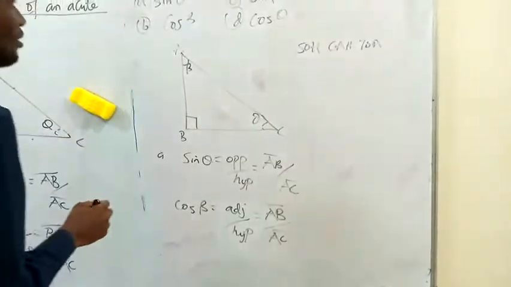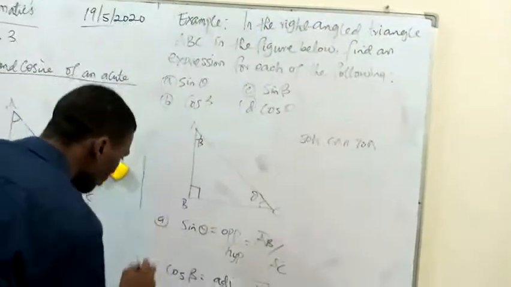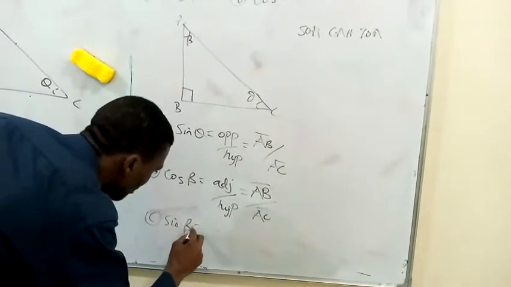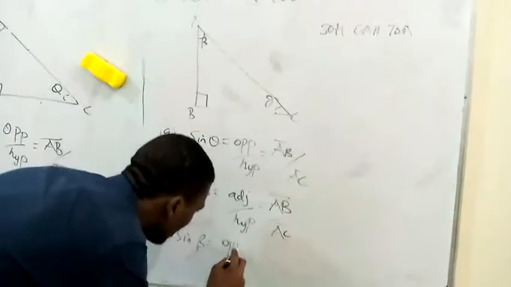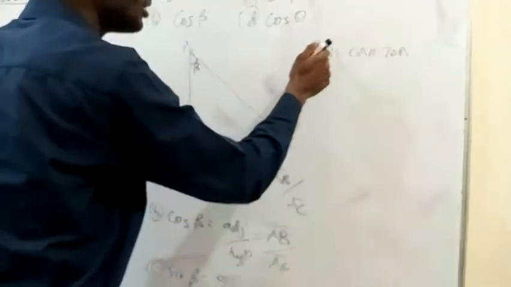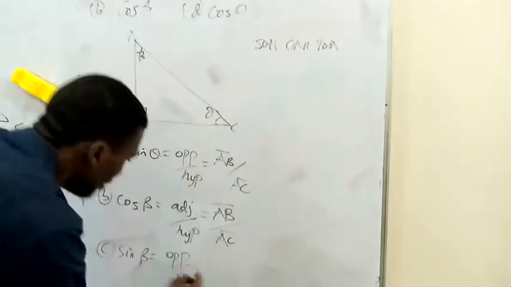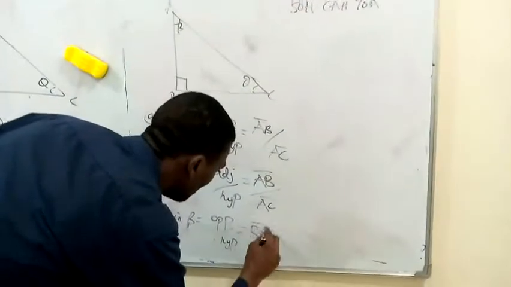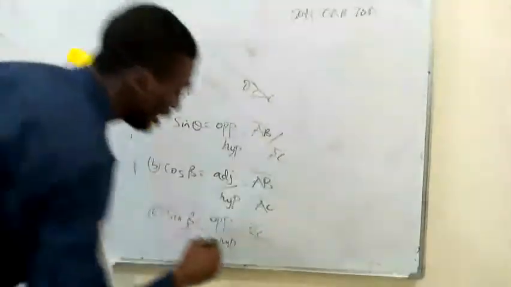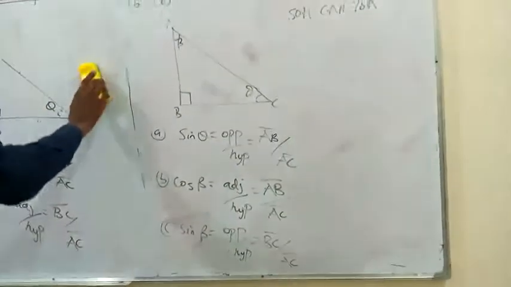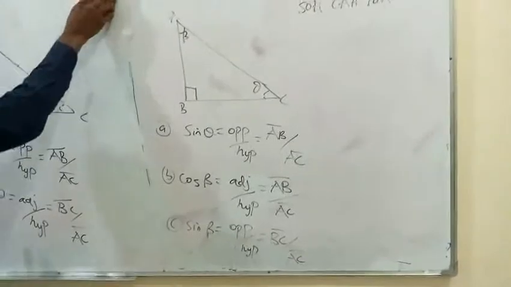Then the next we have is sin beta. Sin beta we know is opposite all over hypotenuse. Sine is opposite all over hypotenuse. We go to our beta, the side opposite is line BC. You see? Line BC all over hypotenuse, which is line AC.